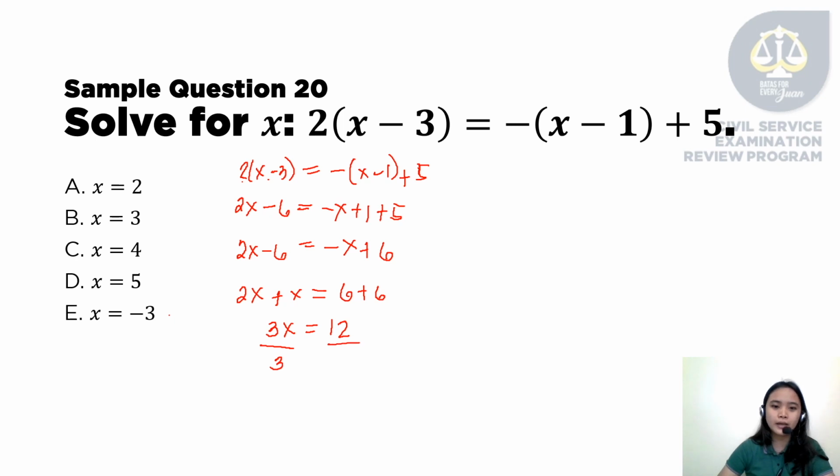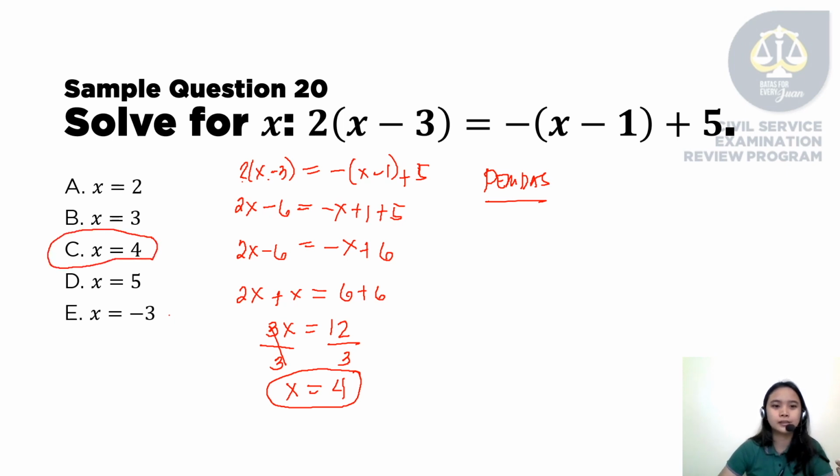Dividing both sides by 3. So, we have x is equal to 12 over 3 or 4. So, madali lang naman mag-solve ng equation. Basta, ipa-follow nyo pa rin naman yung PEMDAS natin. X is equal to 4. That is yung letter C.